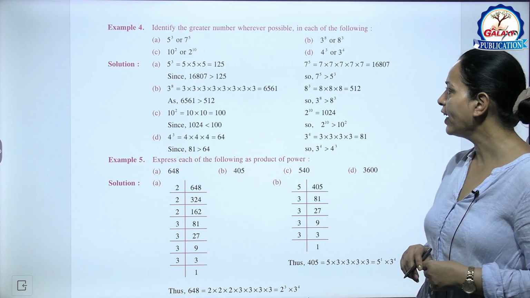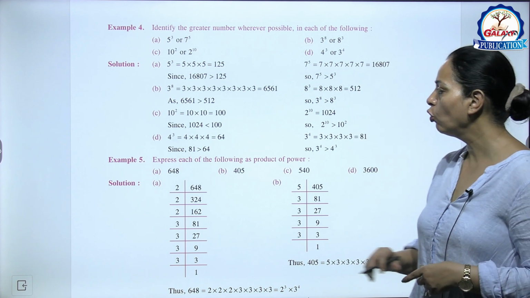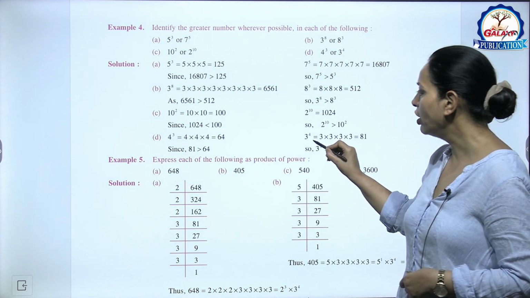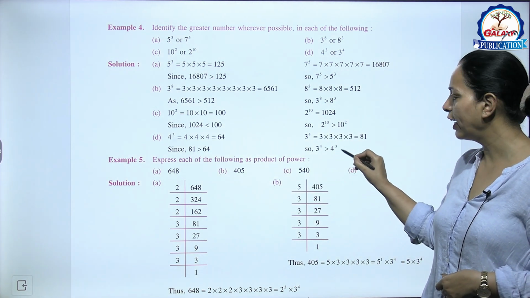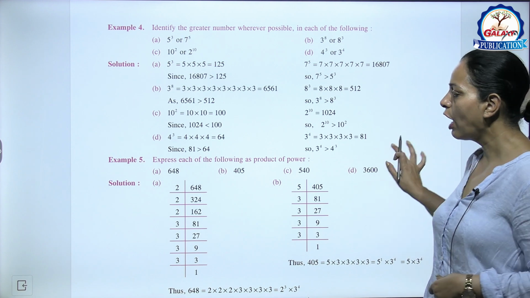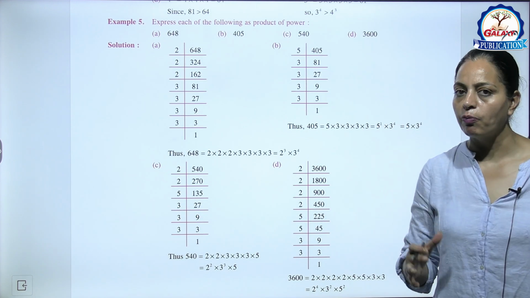Okay. Now the next D part, 4 cube or 3 raised to the power 4. 4 cube means 64 and 3 raised to the power 4 means 81. So 3 raised to the power 4 is greater than 4 cube, right? Now example 5, express each of the following as product of power.